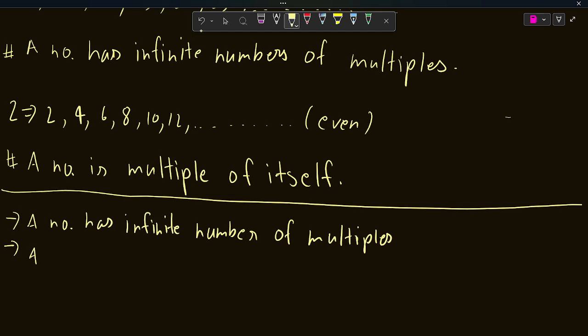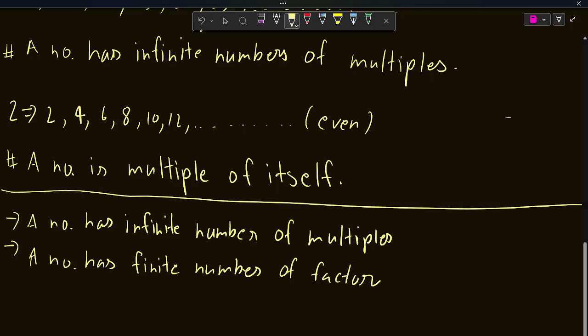So a number has a finite, or you can write limited, number of factors. You can count the number of factors of any number, but you cannot count the number of multiples of any number. This is a unique difference between multiples of any number and factors of any number. So this has to be understood.